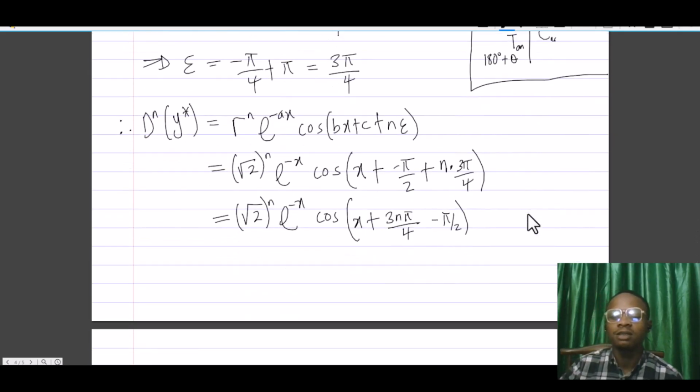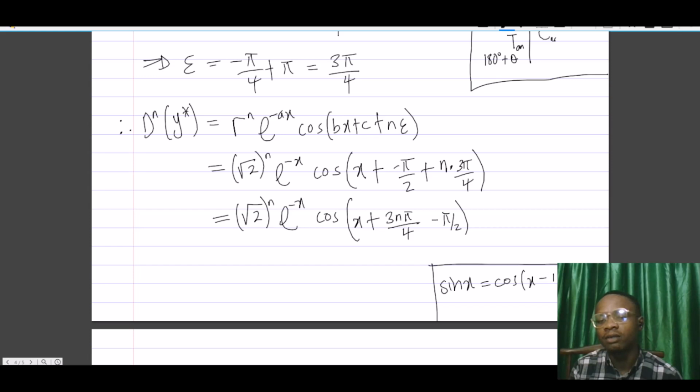So that means sine, we're using the same result here. Let me write it out again. We know that sine x is the same thing as cos of x minus pi over 2. So in this case, our x is this, minus pi over 2. Cos of this whole expression minus pi over 2 will be equal to the sine of just this expression. That is, we can ignore the minus pi over 2 and replace it with sine.